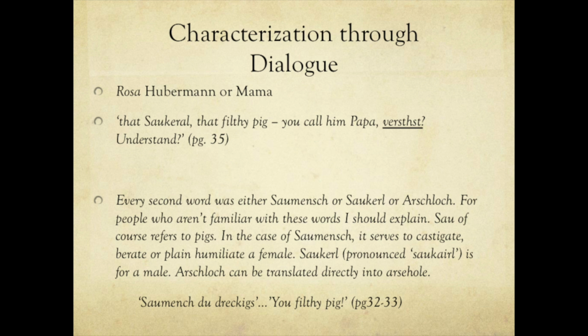Every second word was either Saumensch or Zakrel or Arschloch. For people who aren't familiar with these words, I should explain.